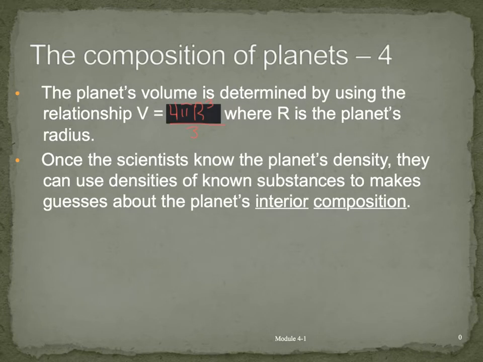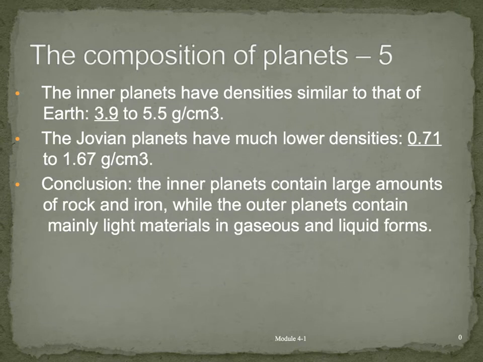A planet's volume is determined by using the relationship volume equals 4 times pi times the radius cubed, divided by 3. Once we know the planet's density, we can use densities of known substances to figure out the interior composition. The inner terrestrial planets have densities very similar to that of the Earth, ranging from 3.9 to 5.5 grams per centimeter cubed. The outer Jovian planets have much lower densities, ranging from 0.71 to 1.67 grams per centimeter cubed. So we can conclude that the inner planets contain large amounts of rock and iron, while the outer planets have mainly low-mass materials in the gaseous and liquid forms.